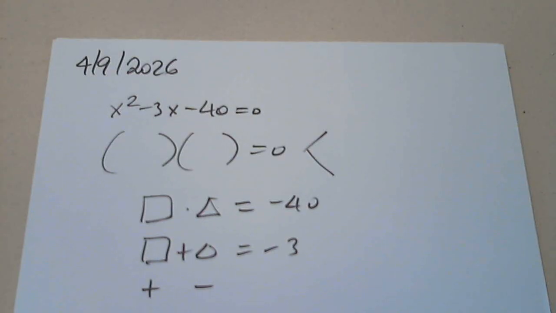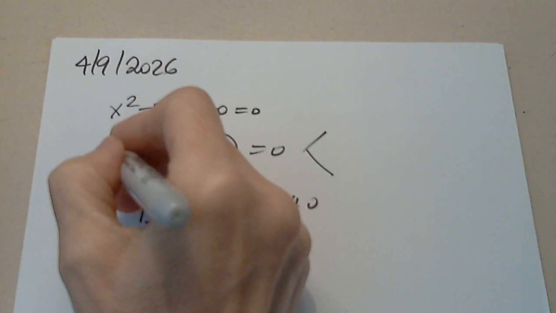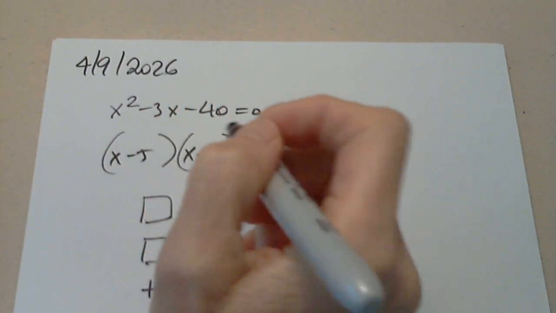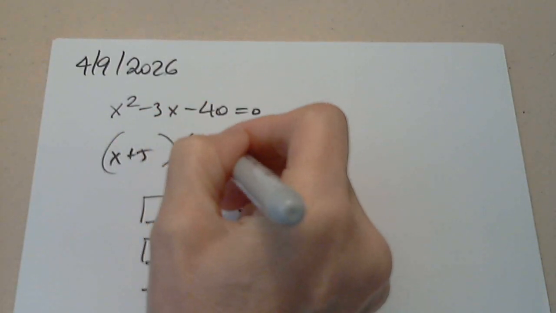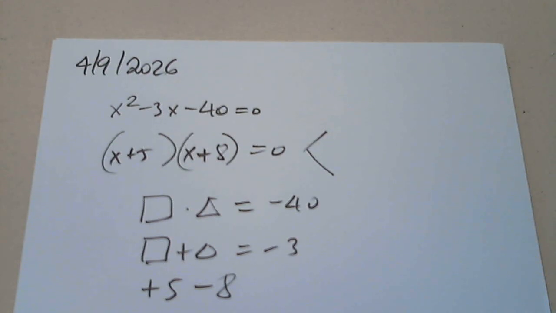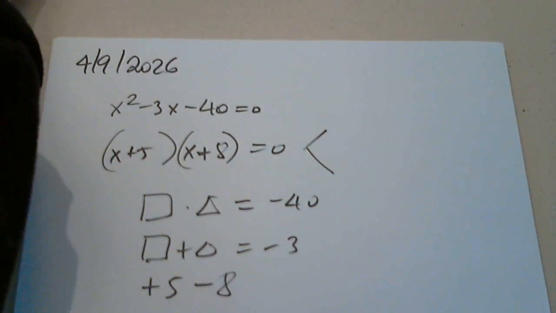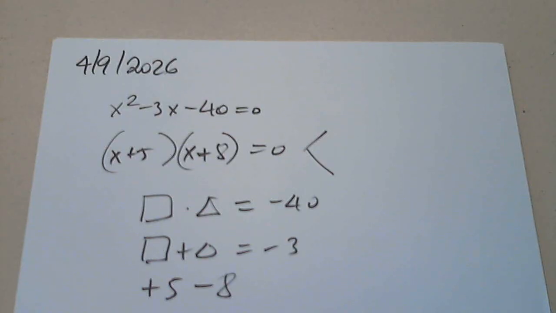Would that be 5 and negative 8? Perfect. That's all we need. x plus 5, x minus 8. That's it. That is it. And now, let's find the solutions.